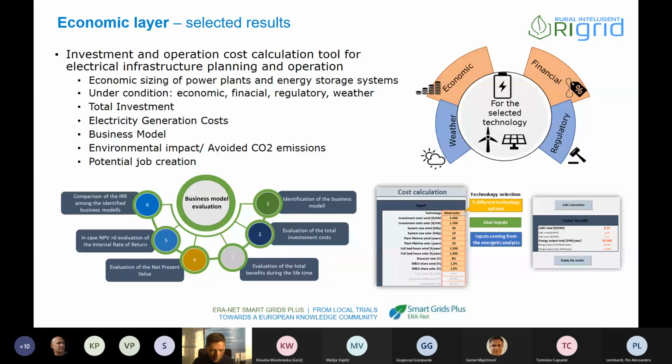Okay. Regarding the economical layer, the main result of the economical layer was the business model planning tool. So we have developed the tool in order to optimally choose the business model for this region. So, optimal choice of technology, taking into account the economical, weather, regulatory, and financial conditions. I will not go into the details. We have written several papers on this issue, so we can provide you with them as well.